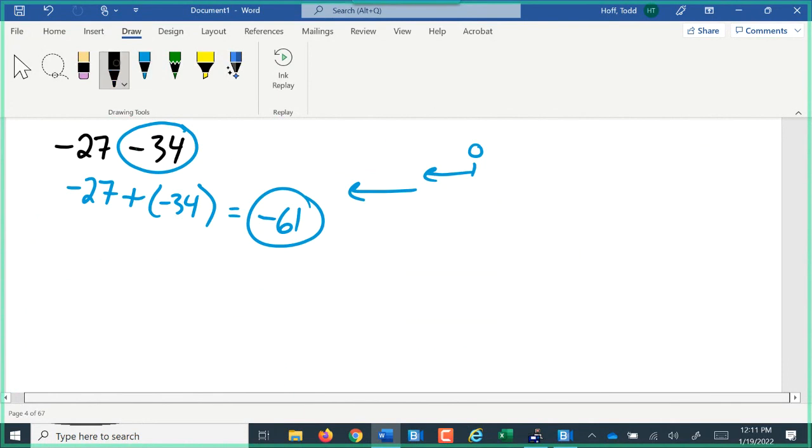One that people kind of get stumped on is this one. We might have 38 minus a negative 19.